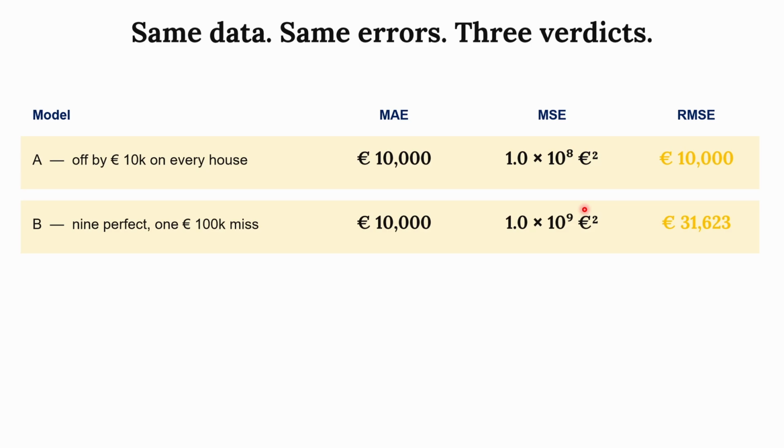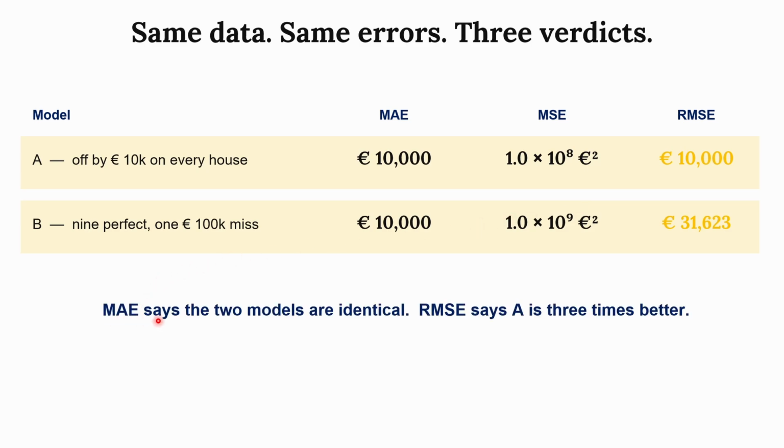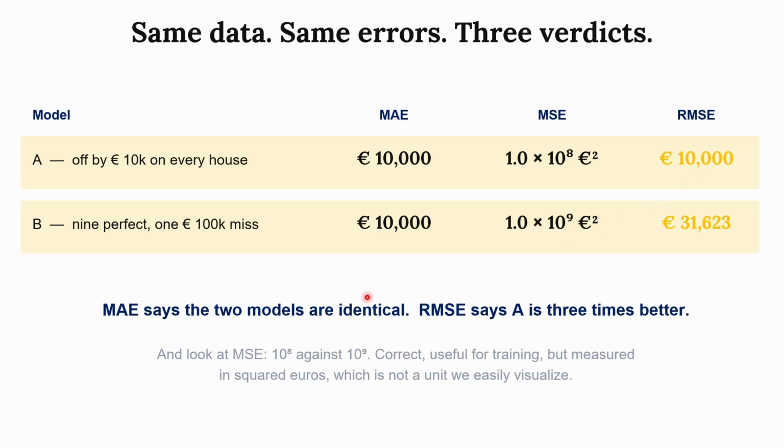10 times larger. So, mean absolute error says that the two models are identical. The root mean squared error says that A is 3 times better. And mean squared error says Model B is worse by 10 times. It's correct, and useful for training, but it is measured in squared errors, which is not a unit we can easily visualize, okay.